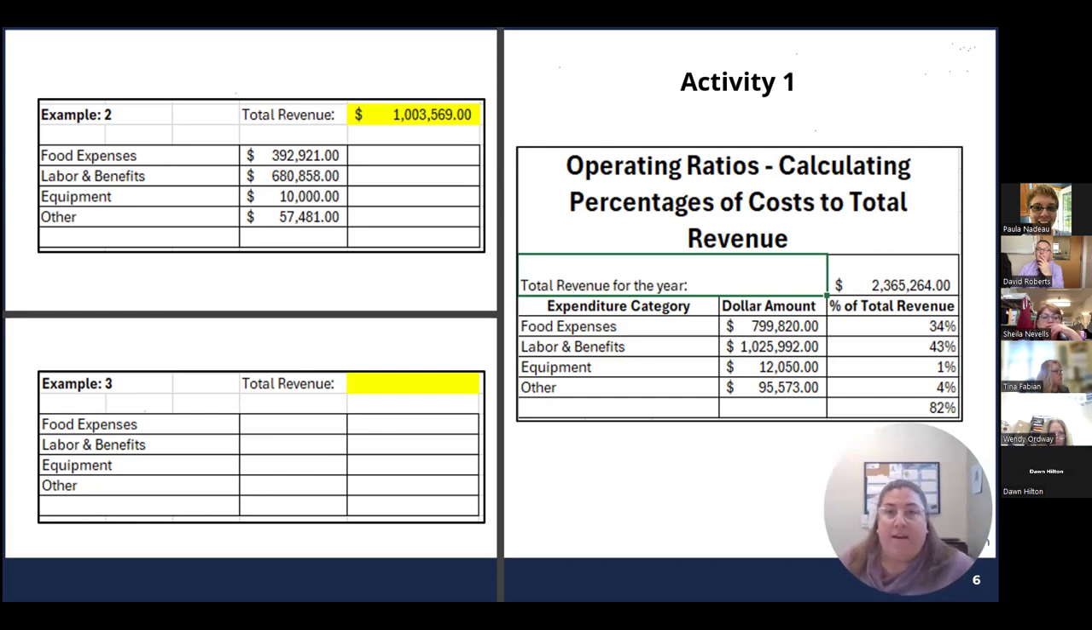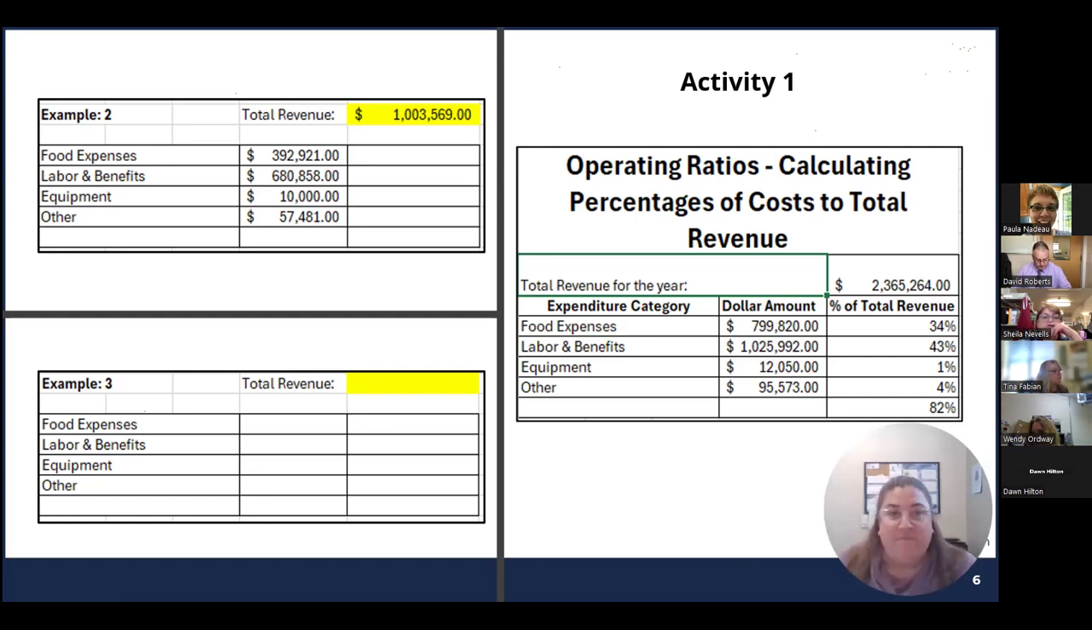So here we have our total revenue. Whoops, looking in the wrong place. Our total revenue is right here, $2 million. From your annual financial report, you're taking your food expense total and putting the dollar amount here, then labor and benefits total expenses, equipment total expenses, and other. Then you're dividing the food expenses by the total revenue to get your percent, your operating ratio, right here. Then you're adding those up and you're going to get a combined total there.